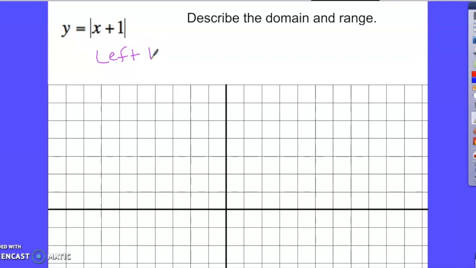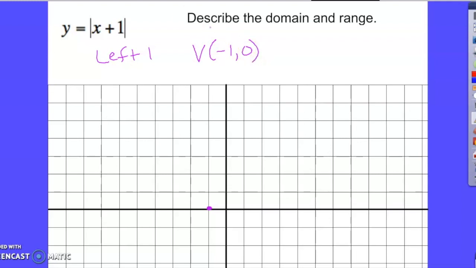In this particular problem, that's the only transformation we have. So what we have to think about is we're going to start at 0, 0, and from there we're going to move left 1. So our new vertex is going to be at negative 1, 0. So now that we have the new vertex at negative 1, 0, we're going to use our slope.